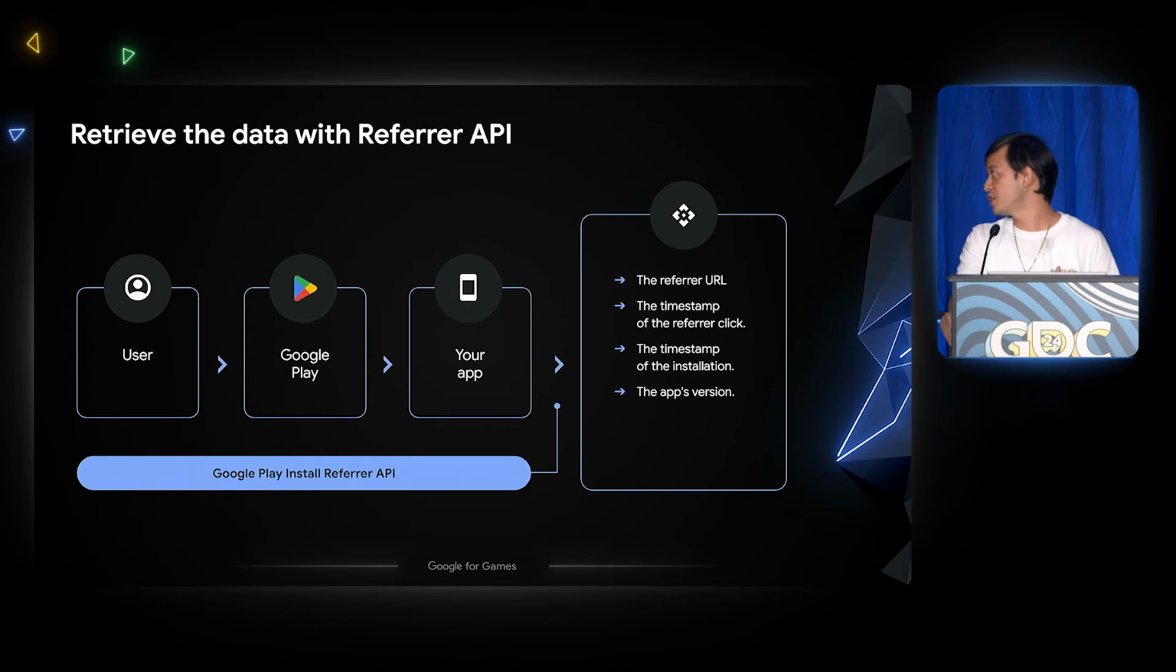And once the game launches, you can use the Referrer API to query that parameter and get the URL-encoded string. In addition to that, the API also provides you a way to query more information, such as the timestamp when the user clicks on the ad, the timestamp when the installation began, and the app version when the user first installed the game as well.